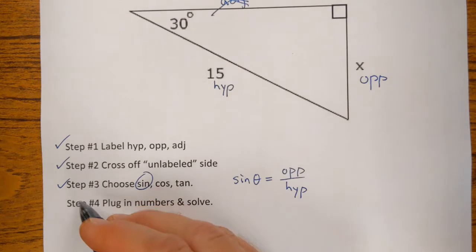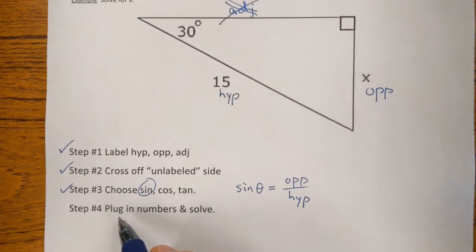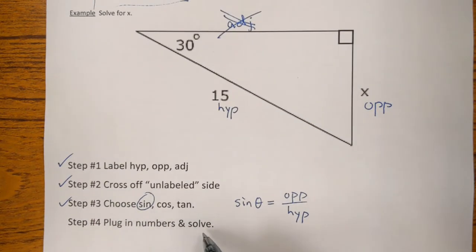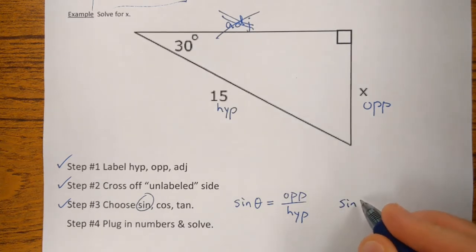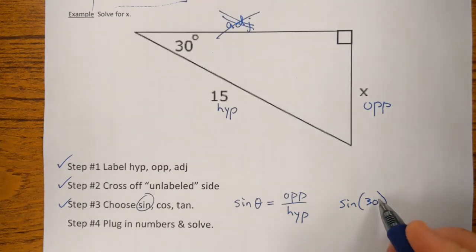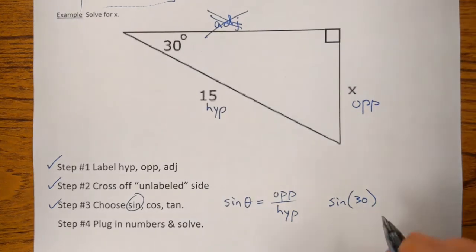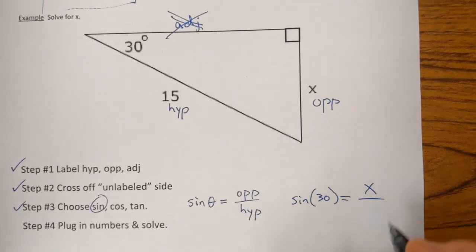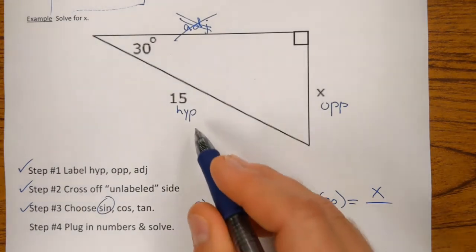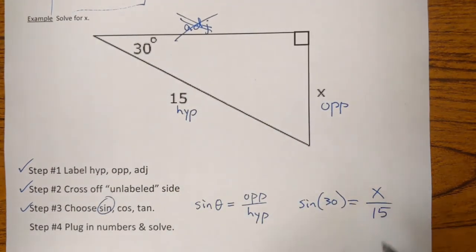Okay, here we go. So cross that off. Step number 4, the last step, plug in the numbers and solve. We've already identified that theta is 30 degrees. I'll write it over here. So I'm going to plug in 30 degrees for theta. You can put a degree symbol here if you want, although in our calculator we're just going to type it in as a 30. We've already identified that the opposite leg is this x, and that the hypotenuse is this 15.